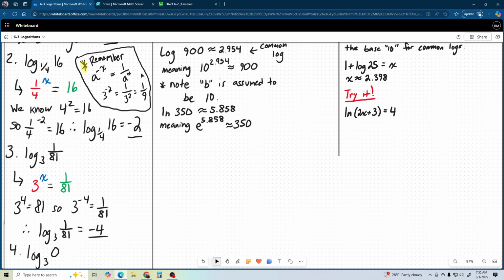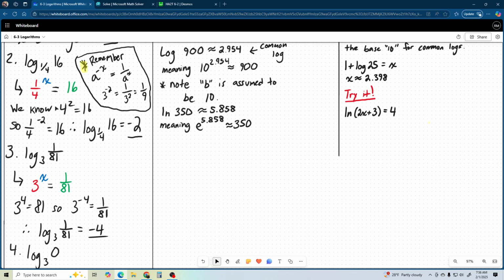Now, I put this little note over here for you, right? Remember that if we have a to the negative x, that's the same as 1 over a to the x, right? Which means that if we had 3 to the negative 2, we would have 1 over 3 to the 2, which is the same as 1 over 9. This is important to remember, because we're going to need that to solve this problem.